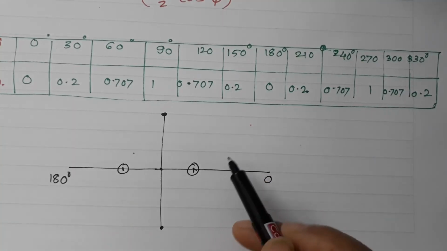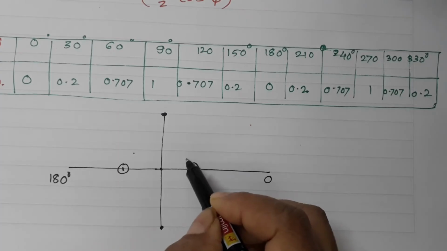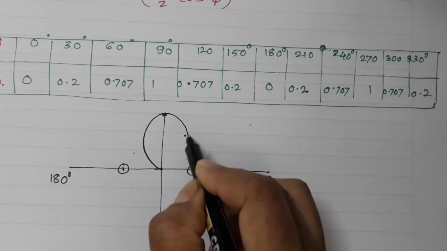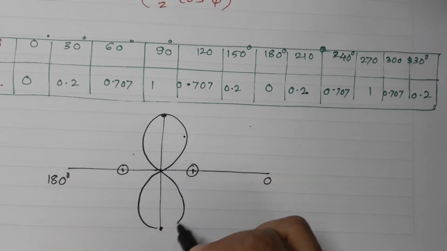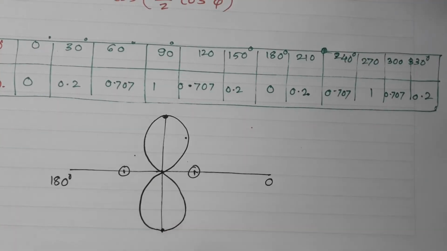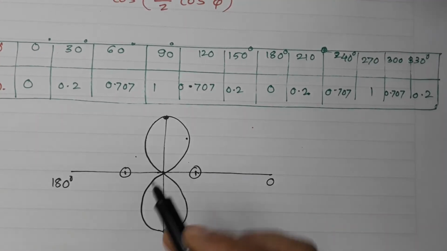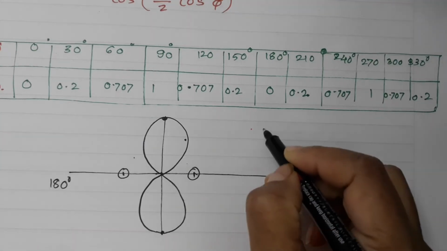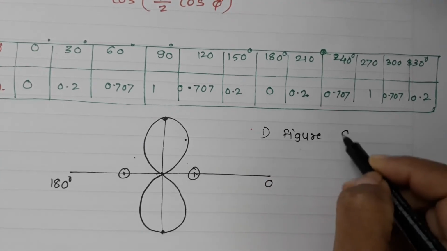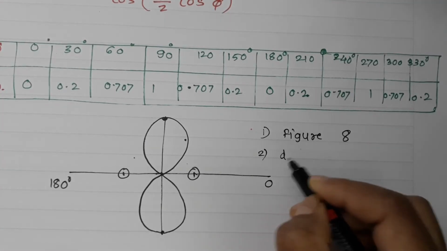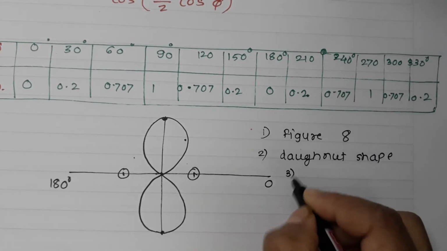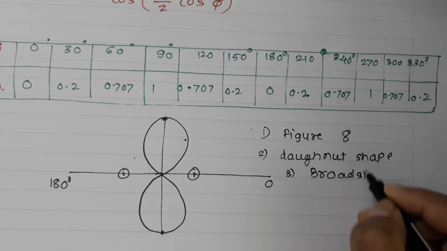Now here for 30 degree I'm getting 0.2 somewhere here, for 60 0.7 somewhere here. So if I put all these things over there, I'll get this kind of pattern. So I can say this is nothing but the pattern I'm getting for 30 degree, 60 degree, something like that. Now the conclusion which I can draw from this one, the properties of this pattern are: I'm getting here a figure 8 pattern, and I can say a doughnut shape pattern, and I will say this is the broadside pattern.